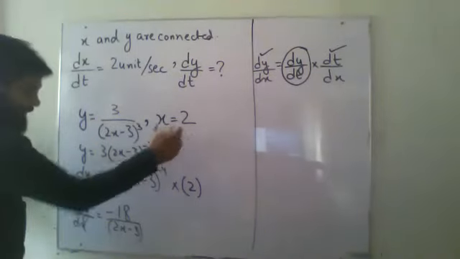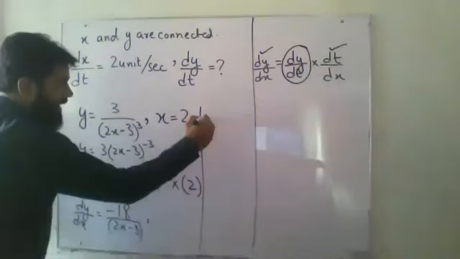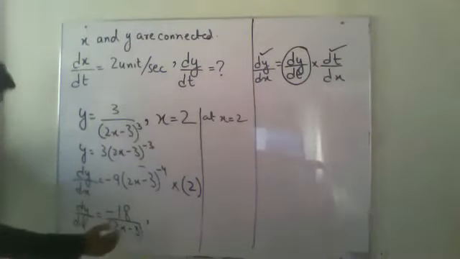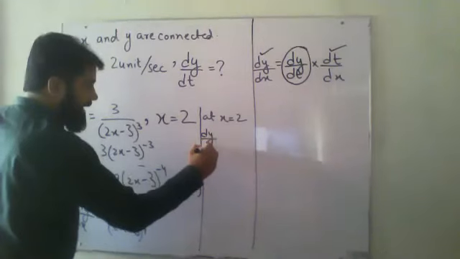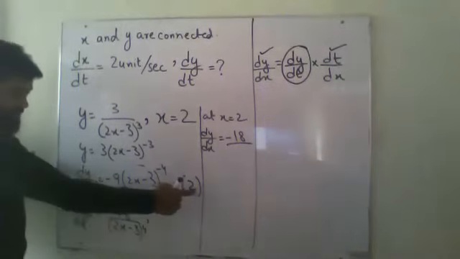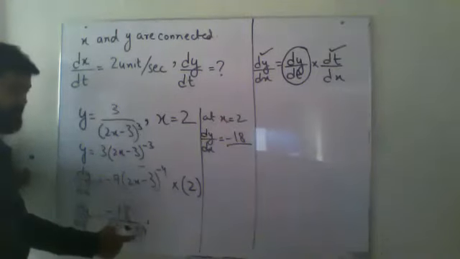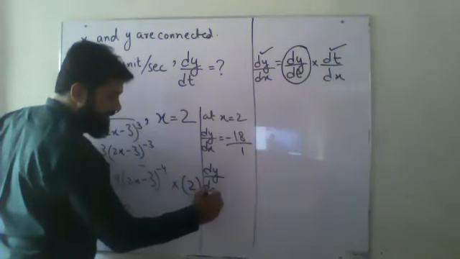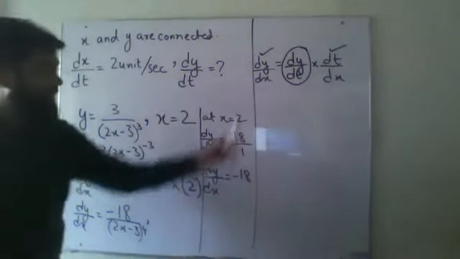Now, at x equals 2, I'm solving it over here, beta. At x equals 2. So when I plug in the values over here, there is a power of 4 also over here. So this will become dy over dx equals minus 18 over, plugging in 2 over here, 2 twos are 4, 4 minus 3 will be 1, 1 to the power 4 will be 1, which means my dy over dx is coming minus 18. So I've got my dy over dx now.